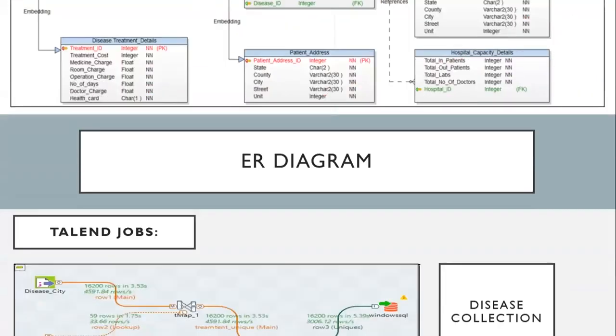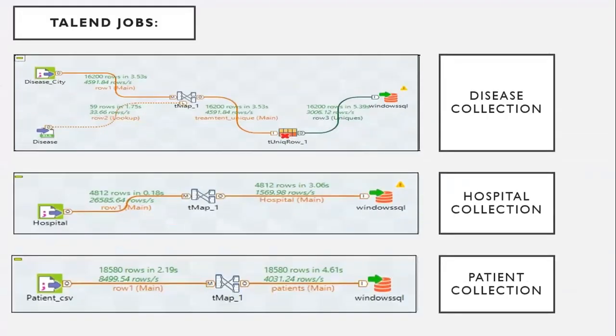Next slide, please. So here we have the Talend job, wherein, as you can see, we have used three different collections: disease collection, hospital collection, and patient collection. For the disease table, we have joined those two flat files, disease city and disease, based on the lookup function on a disease code, which is our code for our diseases. We have imported it into tMap and used tUniqRow and stored the data into MySQL. Similarly, we have done the same for hospital collection and patient collection.